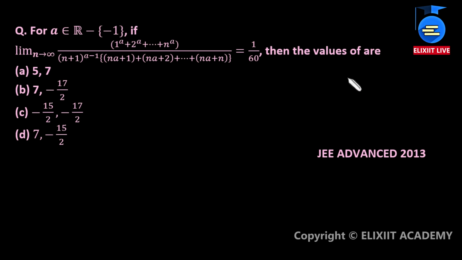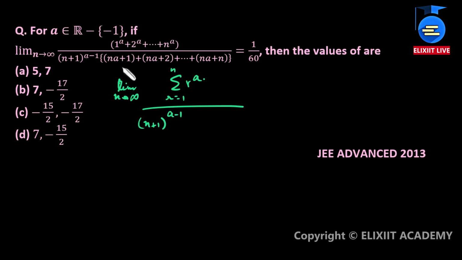What can I observe from here? First of all, we have limit n tends to infinity. 1 to the power a plus 2 to the power a and so on up to n to the power a. So I can write this in terms of summation, r equals 1 to n, r to the power a. Then in the denominator we have n plus 1 whole to the power a minus 1, and this sum we have na plus 1, na plus 2 and so on, na plus n. So we can write this in terms of sigma r equals 1 to n, na plus r.